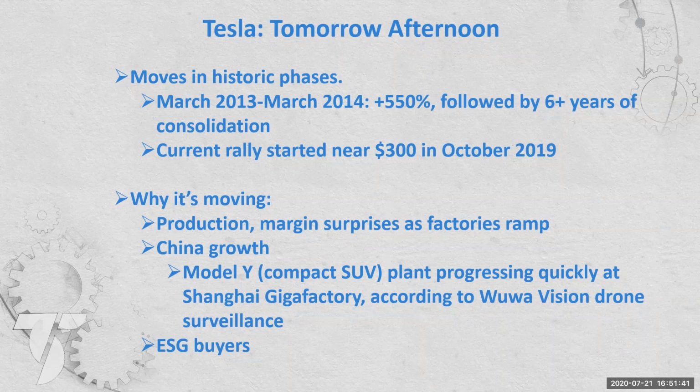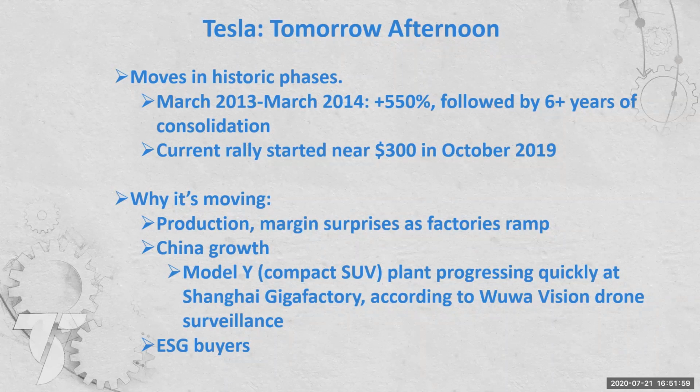So really the key thing, like I said, in why it's moving is the production issue. This company now has managed to get its production in order. They're getting margin expansion and surprises in terms of becoming more profitable. The other thing that's huge is Chinese growth. Now I want to mention a few things here.